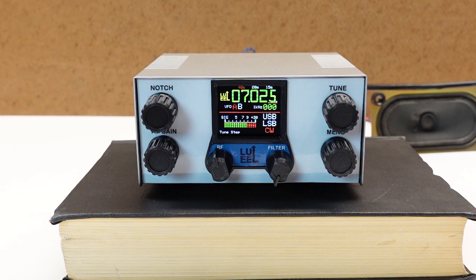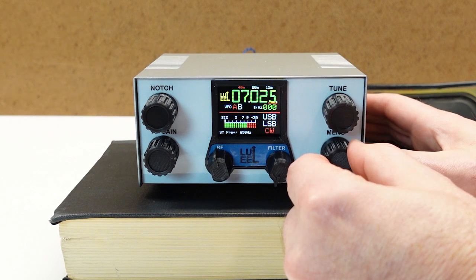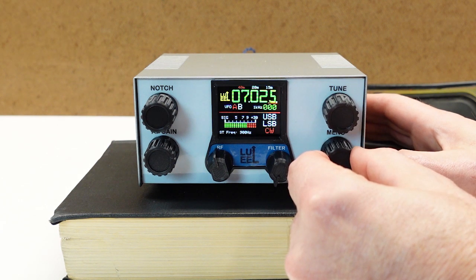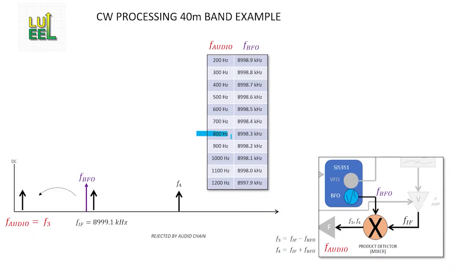One final comment on my CW strategy. I added a new menu feature in my software called STFREQ, which is short for sidetone frequency. It allows me to adjust the pitch of the received CW signal by slightly changing the BFO frequency. So if I want to hear an 800 Hz tone instead of 600 Hz when I'm zero beat to the transmission, I change the BFO frequency from 8998.5 kHz to 8998.3 kHz. I've set limits in the software from 200 Hz to 1200 Hz just to keep it within a reasonable range.